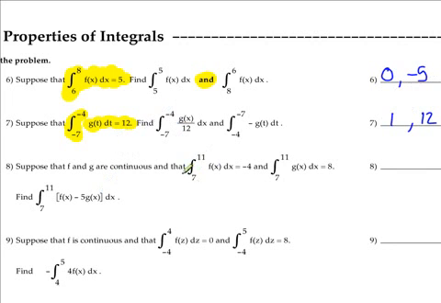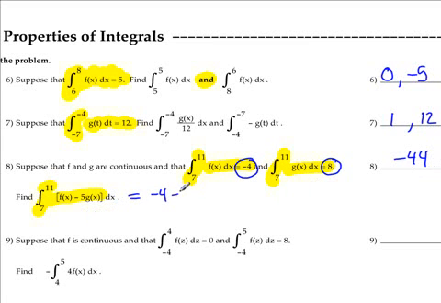Number 8, we're given some information. From 7 to 11 of f of x dx is -4. From 7 to 11 of g of x dx is 8. So what is the integral from 7 to 11 of f of x minus 5 g of x dx? -44. How do we get that? We take f of x, which is -4, and we subtract 5 of these. So -4 minus 5 times 8, -4 minus 40 is -44. And we're done.